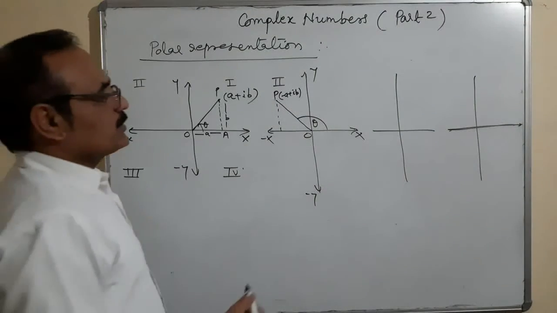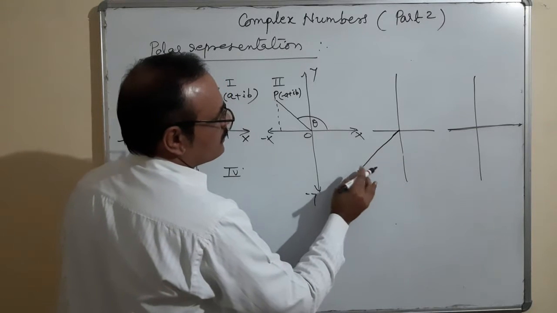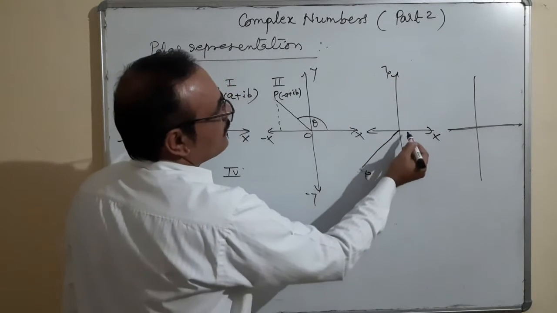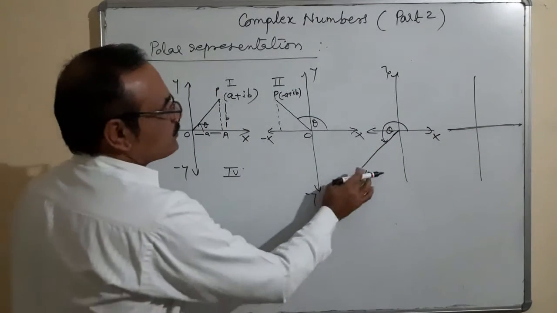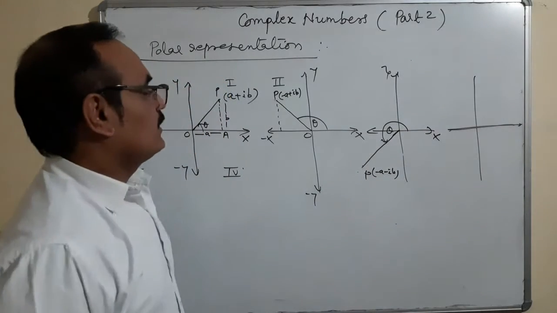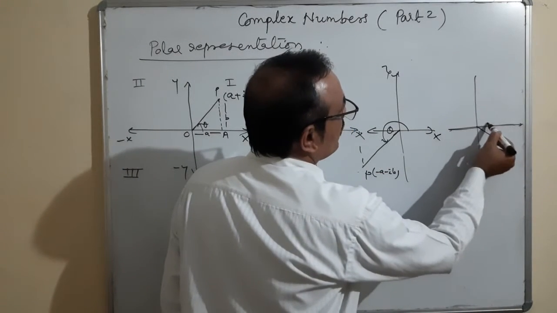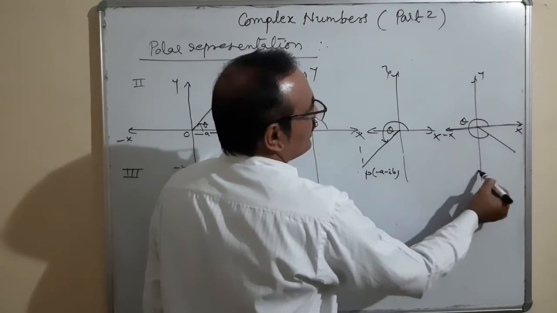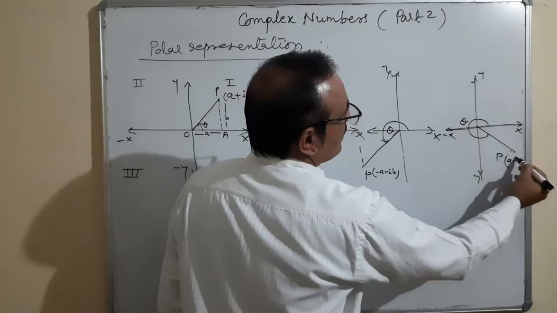The third possibility is a complex number in the third quadrant. Suppose here there is a P, with the real and imaginary axes. Now theta is this. Because both are negative, I may write here minus a minus ib as the complex number. Let us discuss the fourth one. Here this is theta, with x, y, minus x, minus y. What is the value of P? A is positive, so a minus ib.